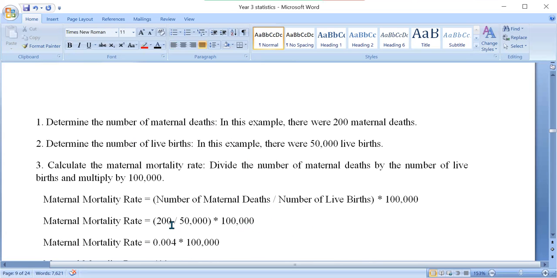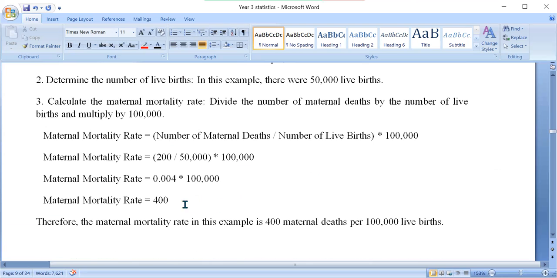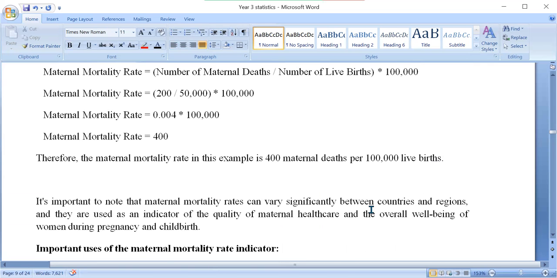Number of maternal deaths, 200, over number of live births, 50,000, times 100. By the time you calculate, you are given 400. So therefore, the maternal mortality rate in the example above is 400 maternal deaths per 100 live births.